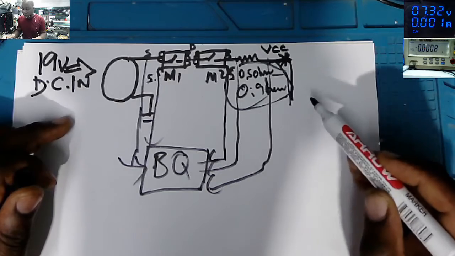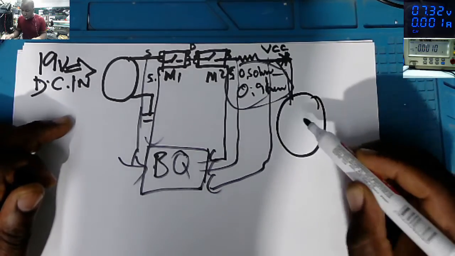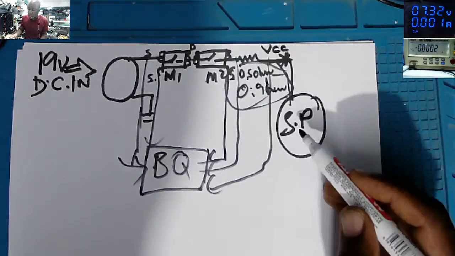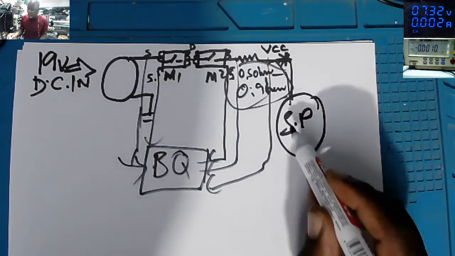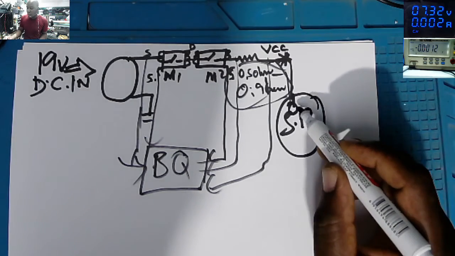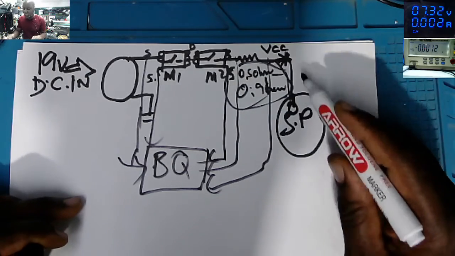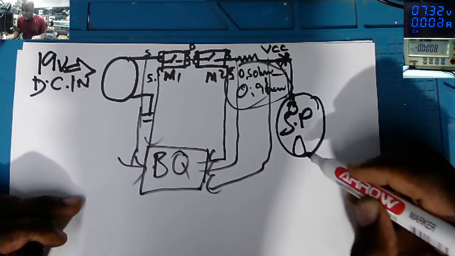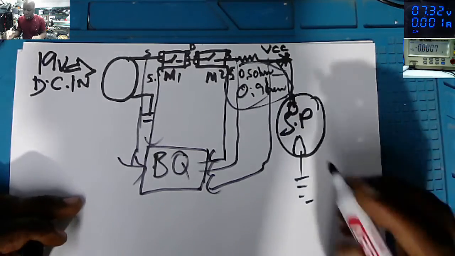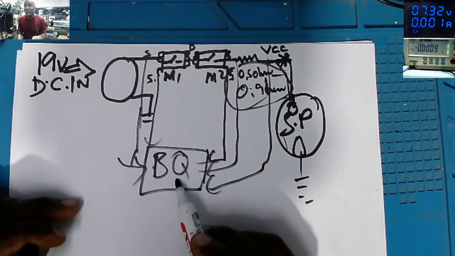Here, what do you have? We have the 2 MOSFETs. We have a switching power supply here, like 2 MOSFETs, the high side and the low side MOSFET. The high side is connected to the 19 volts. The low side, the other side, is connected to ground. And all these MOSFET gates are going to the BQ chip.